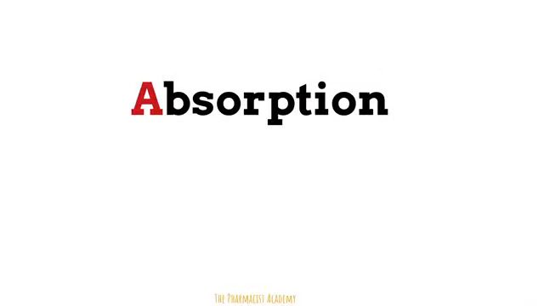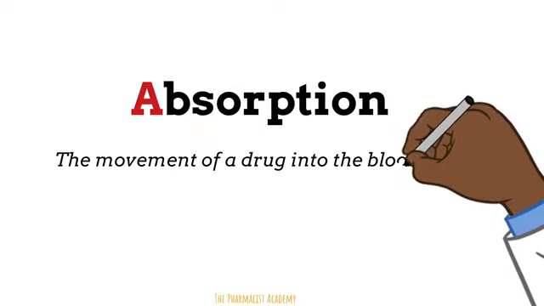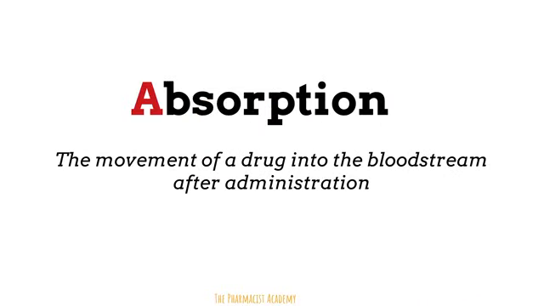So the first one is drug absorption, which is defined as the movement of a drug into the bloodstream after administration. Now, unless the drug is administered directly into the bloodstream, it would have to cross some membranes before it gets to the bloodstream. And it does this using different methods.